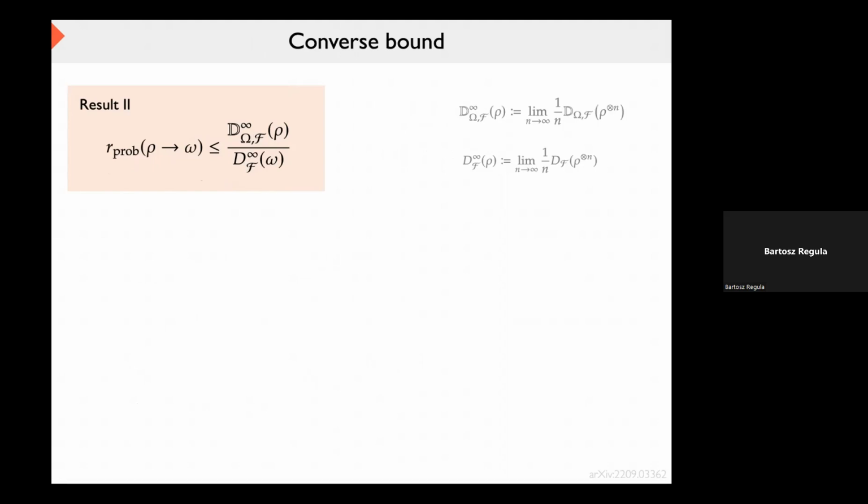And just to clarify the difference between this and the relative entropy bound: what we know is that in the deterministic setting, every rate is upper bounded by the ratio of the relative entropies. But what we have shown here is that in the probabilistic setting, the bound we can get has the same denominator, but a different numerator. This quantity can be very much larger than the relative entropy, so these bounds are very different from each other.